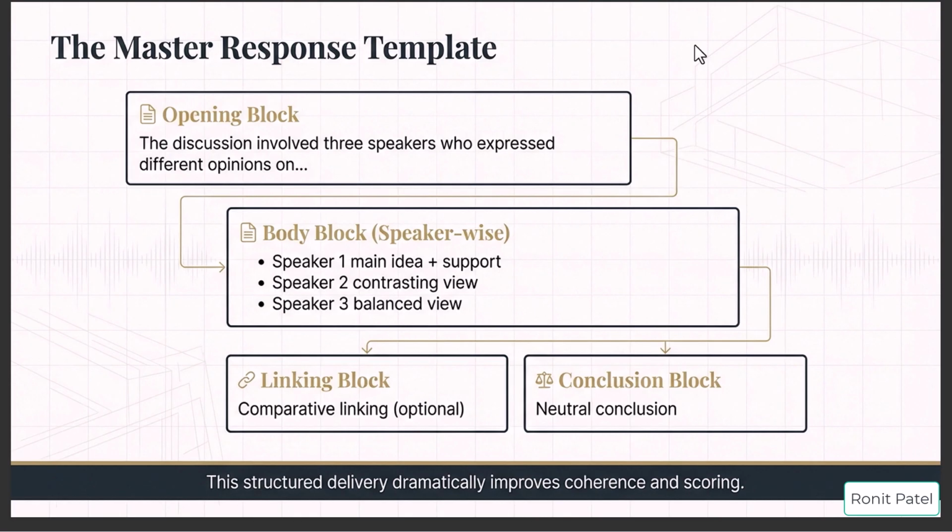Structured delivery dramatically improves coherence and scoring. This is absolutely true in real exam data.